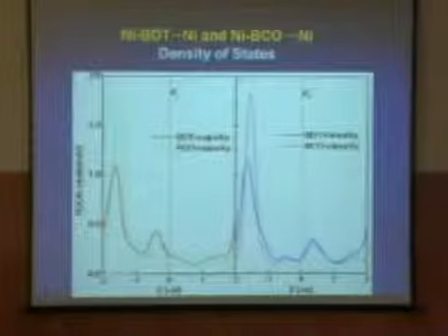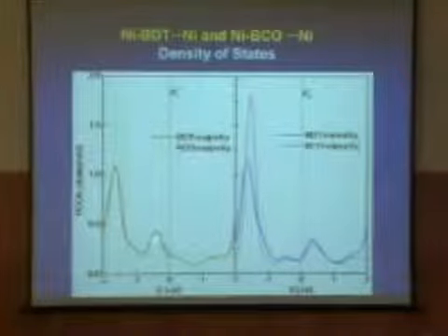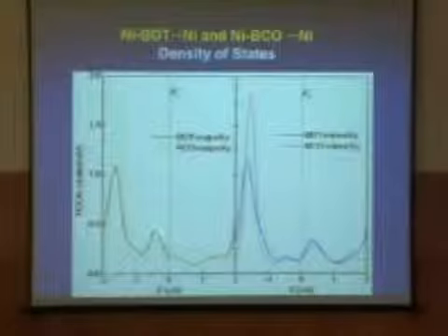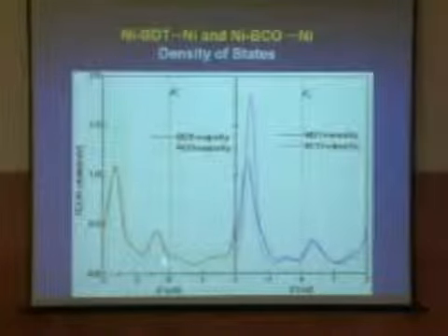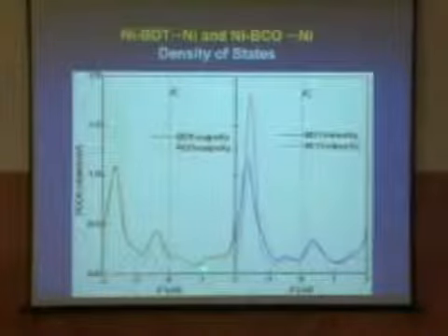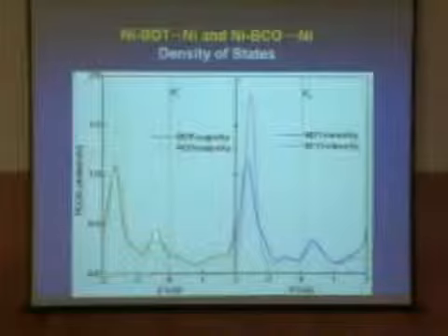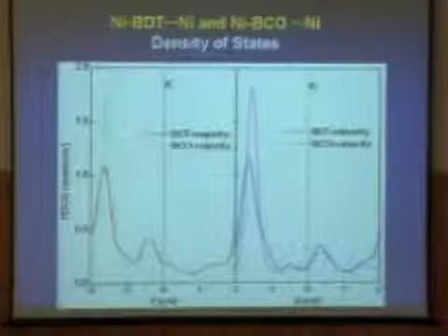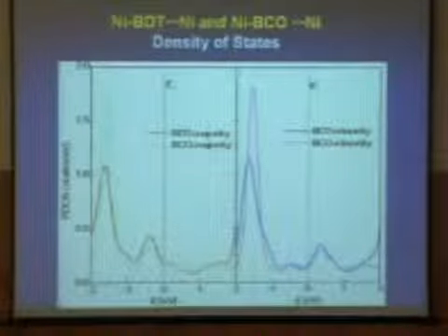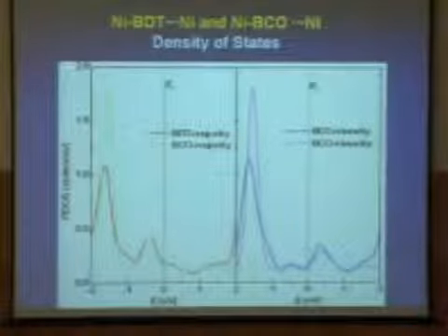And you do find, indeed, there is a difference in magnitude. This is BCO, this is BDT, occupied states near Fermi energy, and here you have unoccupied states. So even a small difference in the magnitude of the density of states gives you a larger difference in the flow of electrons in these two systems.